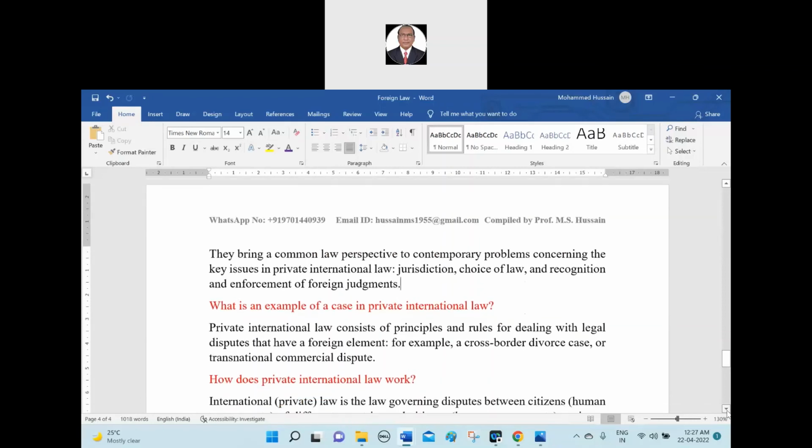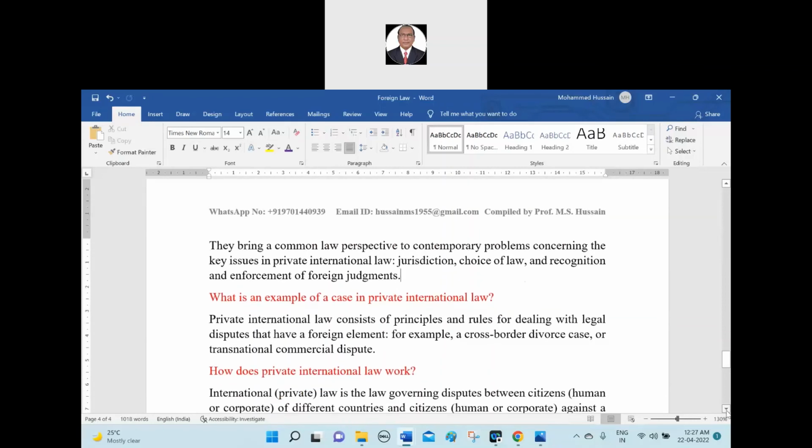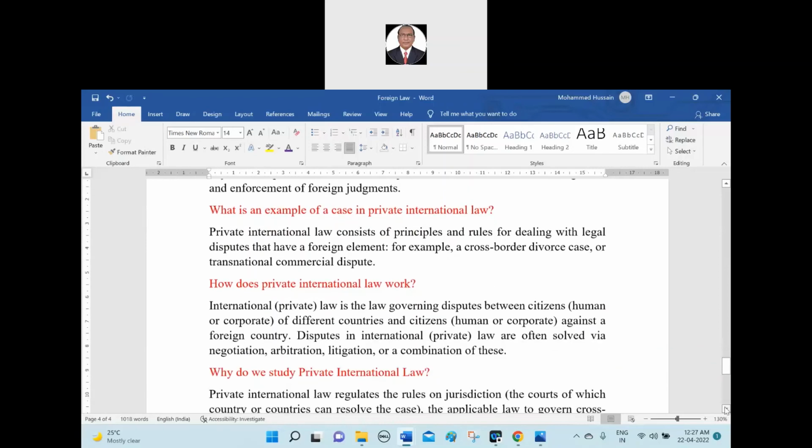So what is an example of a case of private international law? Private international law consists of the principles and rules for dealing with legal disputes that have a foreign element, for example, a cross-border divorce case, or a transnational commercial dispute case. Any breach of contract between 2 countries is a private international law dispute.